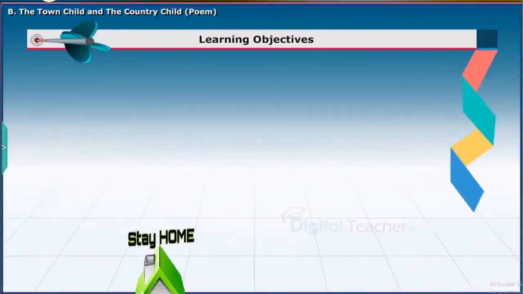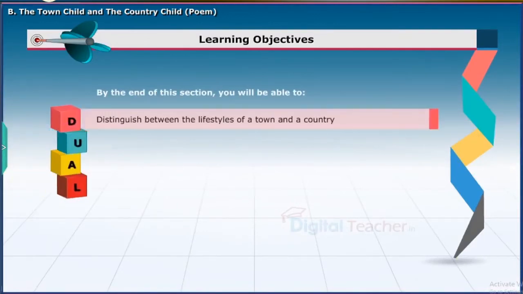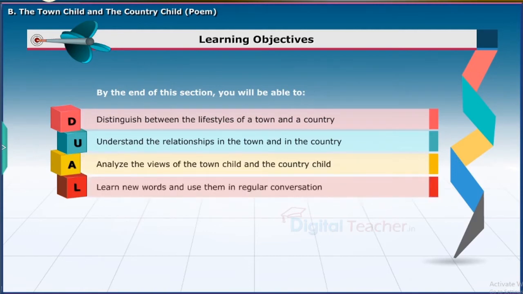Learning objectives. By the end of this section, you will be able to distinguish between the lifestyles of a town and a country, understand the relationships in the town and in the country, analyze the views of the town child and the country child, learn new words and use them in regular conversation.